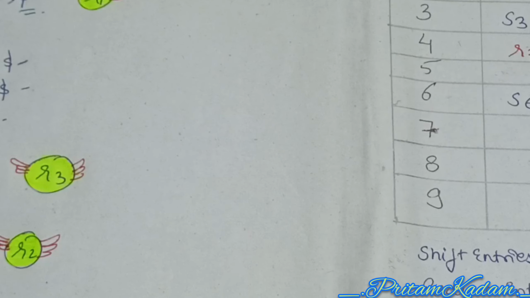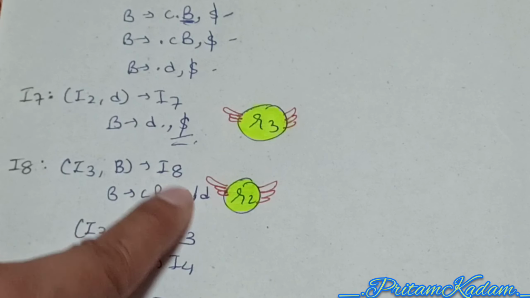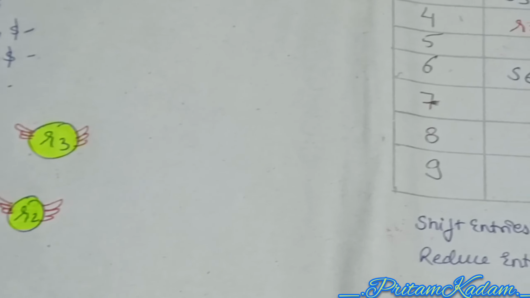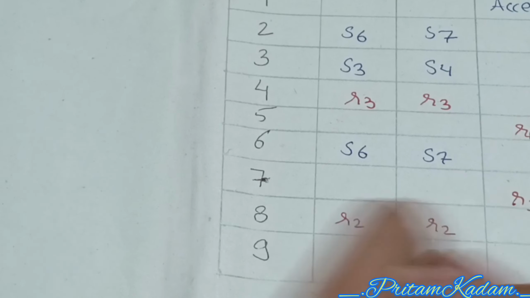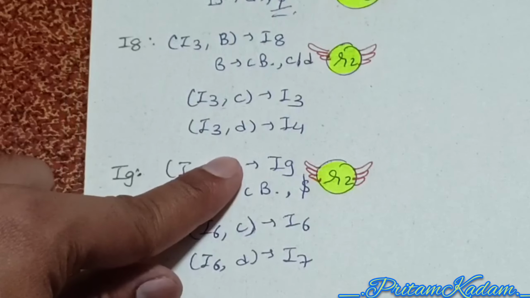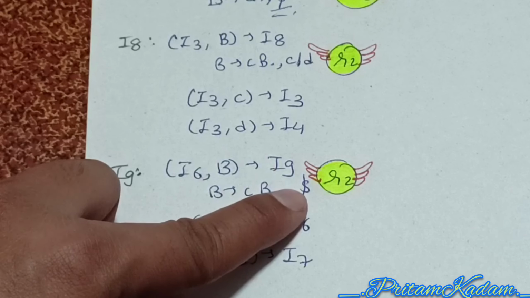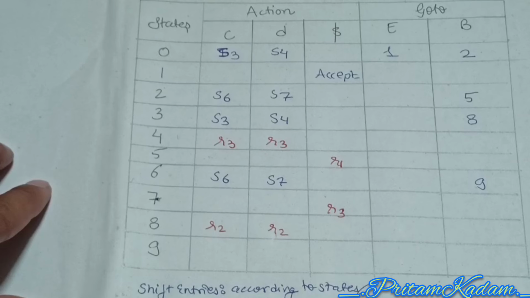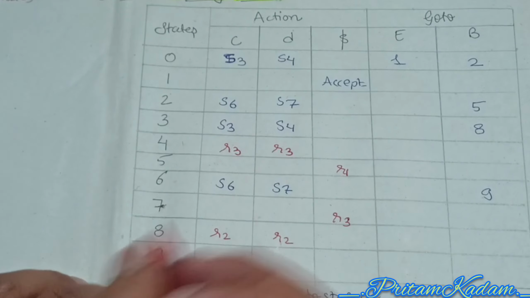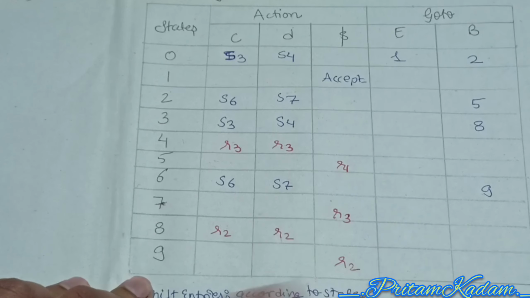Now for the next part, under the C and D part in I8, I have to write R2. So R2 under the C and D part. Now under the dollar part in the I9 state, I have to write R2. So R2 in the 9 comma dollar cell. That is this one. So I will write R2 over here.